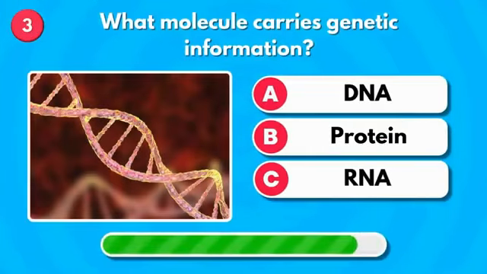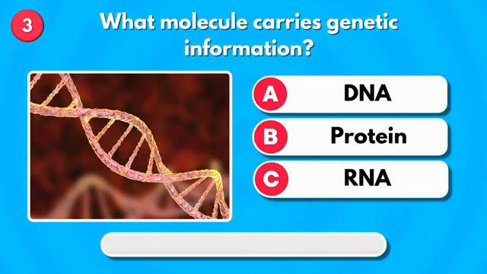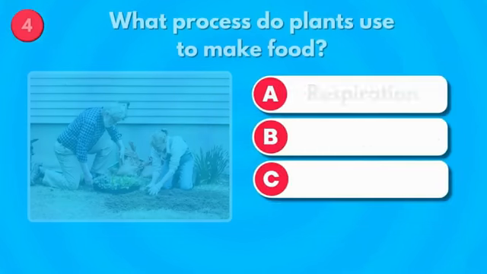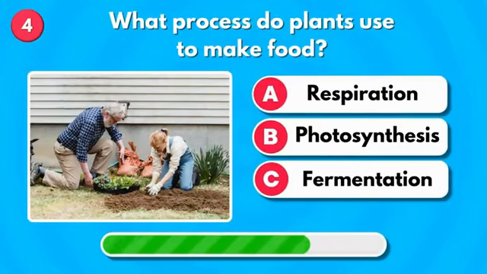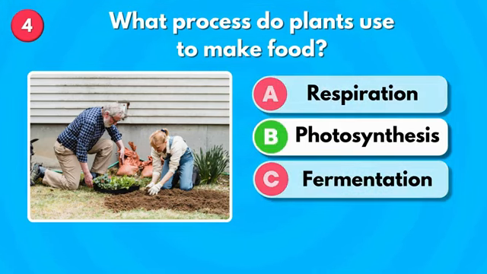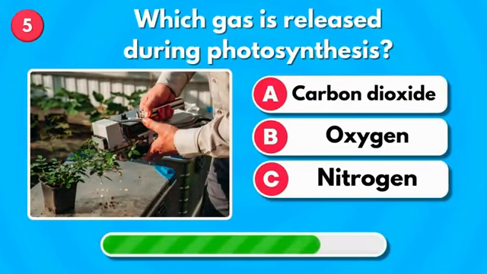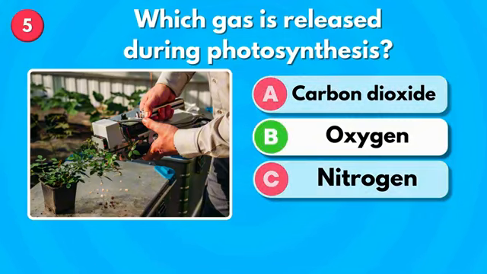What molecule carries genetic information? DNA. What process do plants use to make food? Photosynthesis. Which gas is released during photosynthesis? Oxygen.